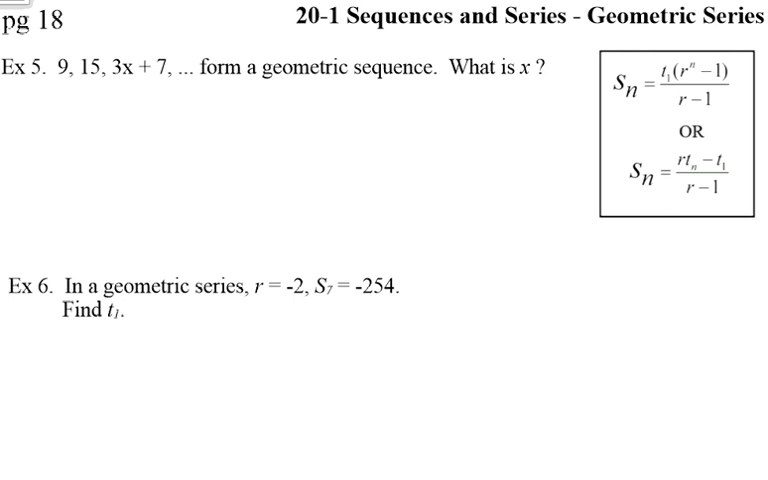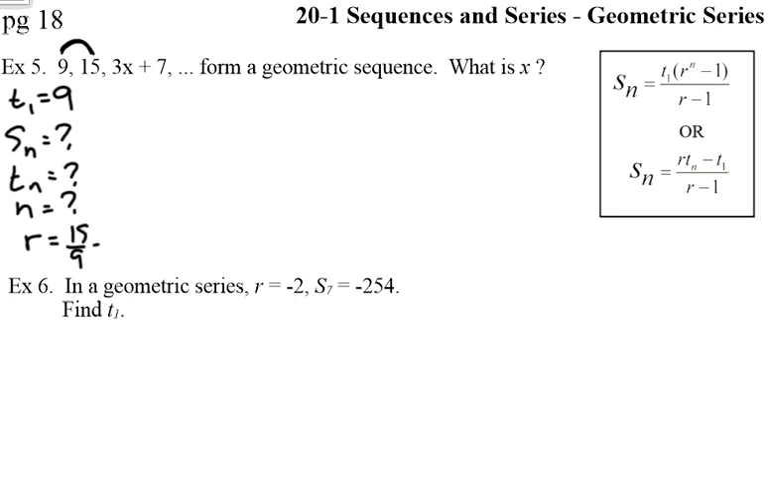We know that term 1 is 9. What else do we know? We don't know the sum. We don't know the last term. We don't know how many terms. Do we know what R is? Well, we can get R here. 9 to 15, well, that would be 15 divided by 9. Doesn't divide evenly, so I'm just going to reduce. We know that the R value is 5/3.